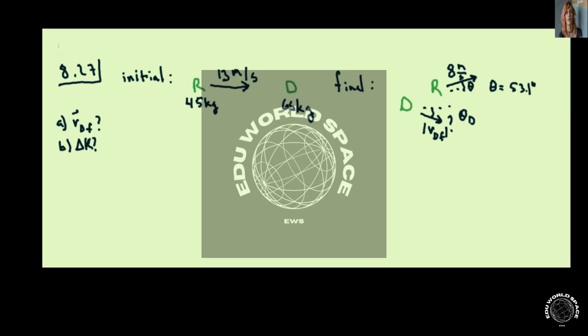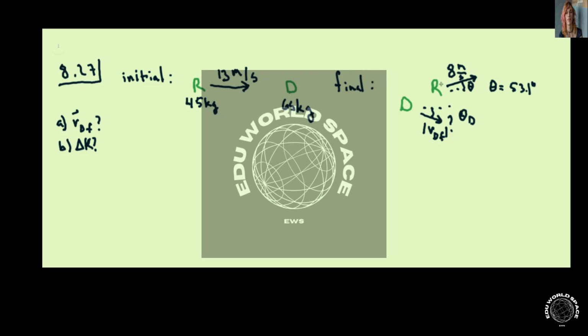Problem 8.27. So we have Rebecca and Daniel, who are ice skaters. We're looking down on them on an ice rink. Daniel is stopped and we're told he's tying his shoe. And Rebecca is coming towards him at 13 meters per second, and unfortunately she runs into him.